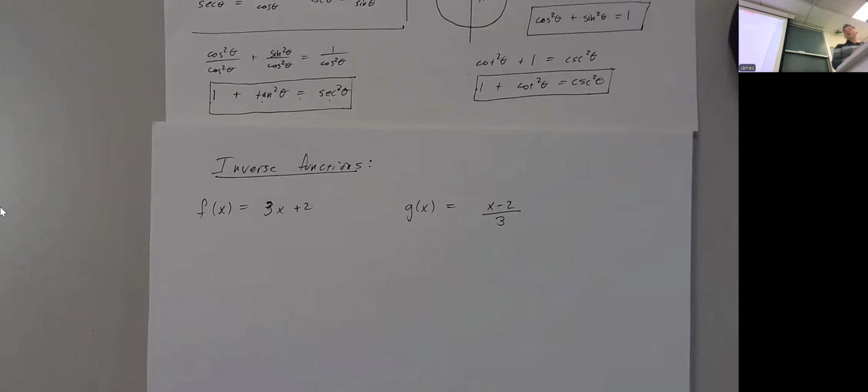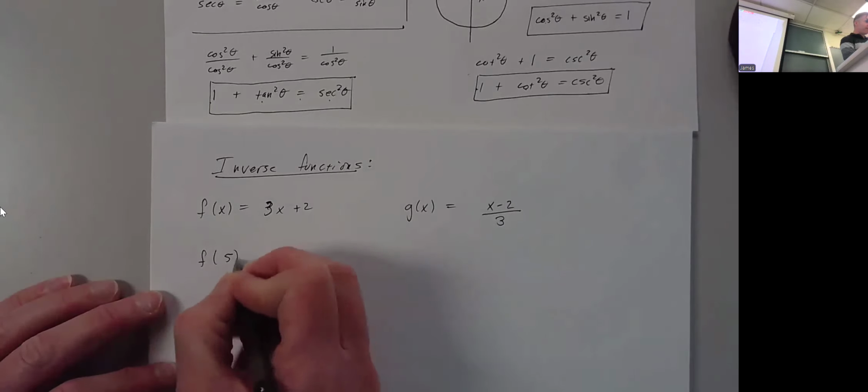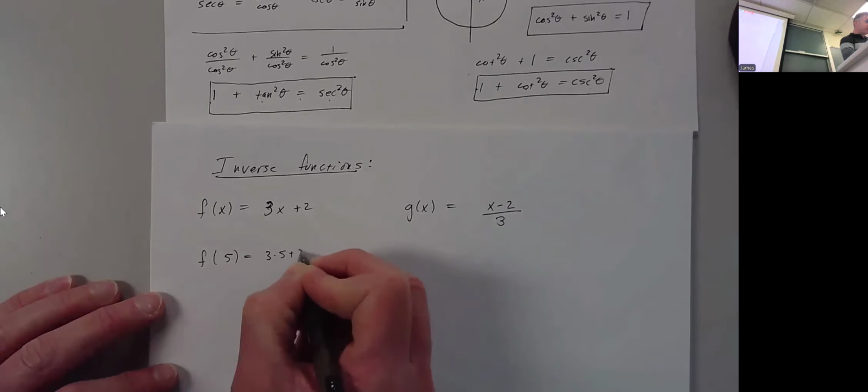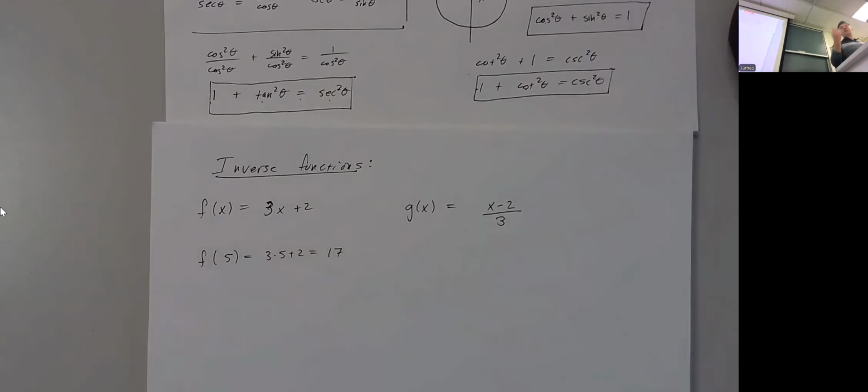Are you going to get full credit for doing this on the exam? Probably not. You probably need to show your work, which we'll talk about in a minute here. But just for this example, these two functions undo what the other one does. For example, f of 5 is 3 times 5 plus 2, which is 17. So f takes an input of 5, gives an output of 17. And the inverse function g undoes that. It interchanges the role of the input and the output, or the domain and the range.